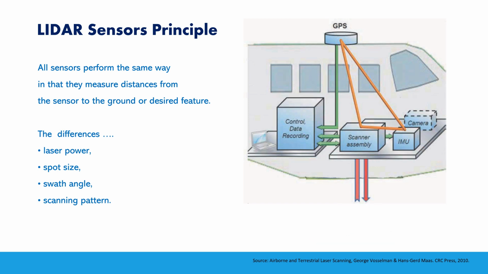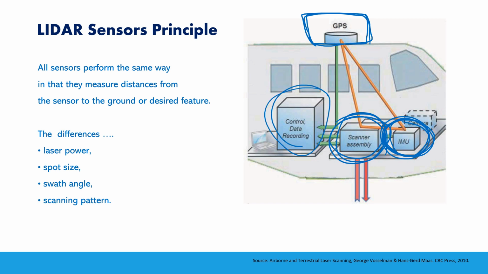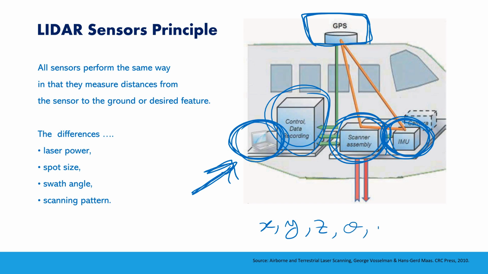So now all the data gathered from the GPS, from the laser scanner, IMU, would be recorded here, and then it would be processed using a PC or laptop to generate the final results that we call raw LIDAR data. That includes the coordinates of the scanned points, X, Y, Z, and also sometimes more information about the scanning angle and the intensity of the scanned objects, etc.